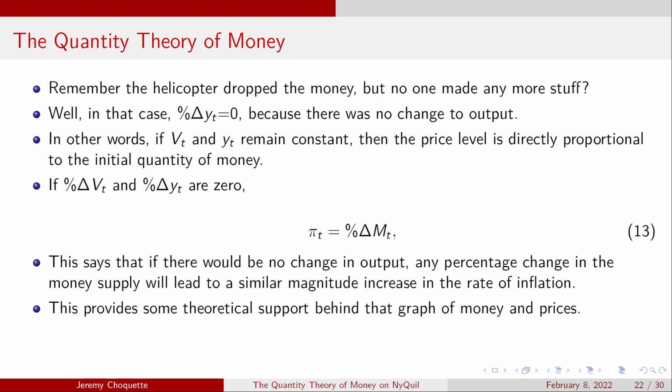And it provides some theoretical support behind that graph that we saw of money and prices, right? Where there were pretty proportional increases in the money supply with the proportional increase in price.